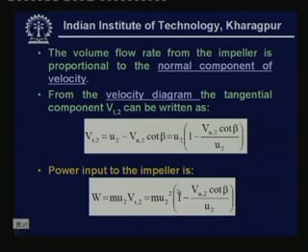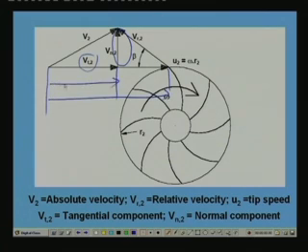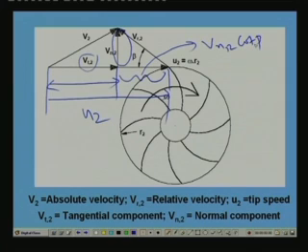Now, the volume flow rate from the impeller is proportional to the normal component of velocity. So, the volume flow rate depends upon this normal component, and we have just now shown that the power input and torque depend upon the tangential component. Now, this tangential component can be written in terms of the tip speed u2 and the normal component. How? It is the peripheral velocity u2 minus this distance, and this distance is Vn2 into cot beta. So, u2 minus Vn2 into cot beta gives you Vt2.